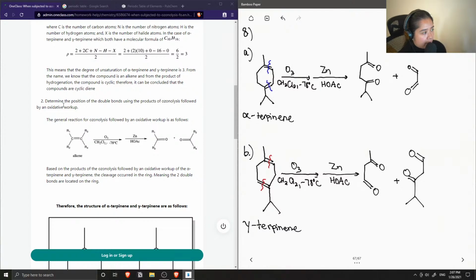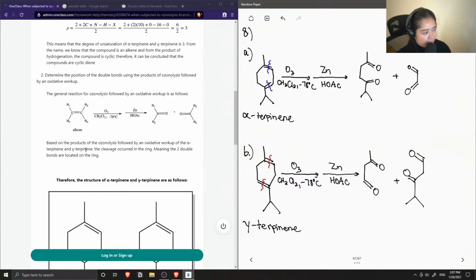To determine the position of the double bonds using the products of ozonolysis followed by an oxidative workup, the general reaction is as follows. They showed just the general reaction scheme and how this double bond now becomes two carbonyl groups.